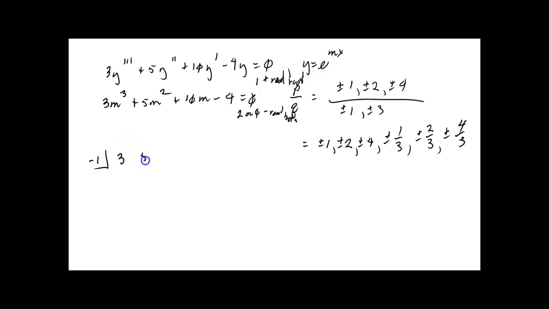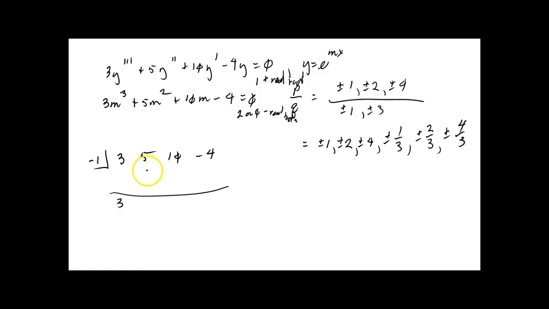3, 5, 10, negative 4. Do we have enough numbers? Yes. The degree is 3. You need 4 numbers. We got it. Then you do what? Skip a line, draw a line. Okay, that's my rule. Bring down the 3.